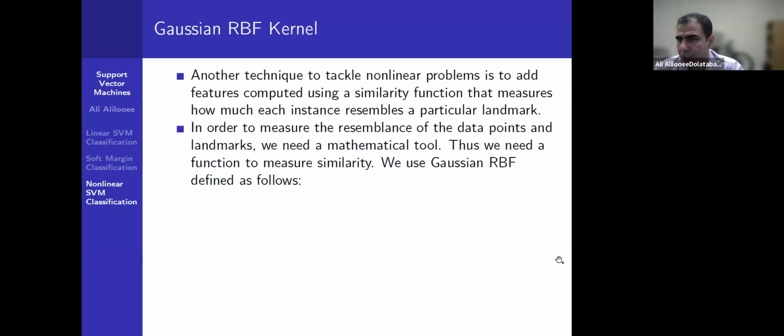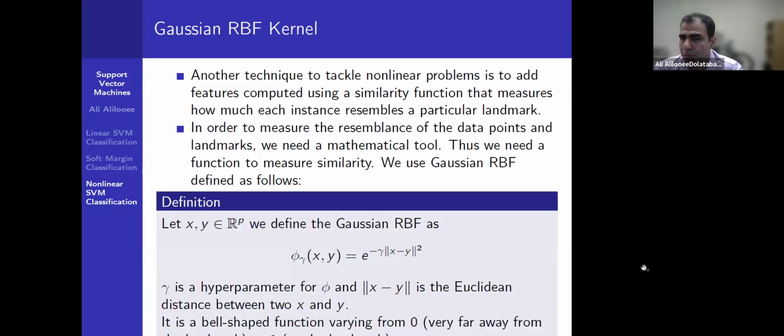In order to measure the resemblance of the data points and landmarks, we need a mathematical tool. The mathematical tool that we use to evaluate the resemblance is called the Gaussian RBF, and it's defined by this function. As you can see, you have two vectors which are p-dimensional. You define a function: e, the exponential function, to the power of negative omega times the Euclidean distance between x and y.